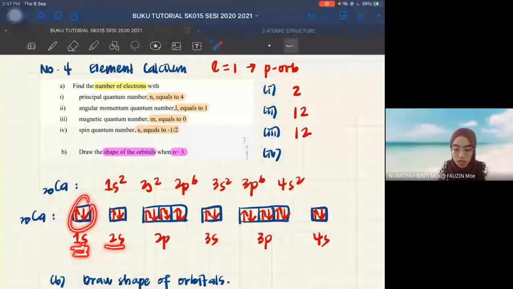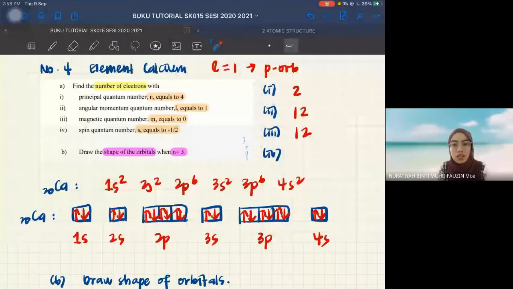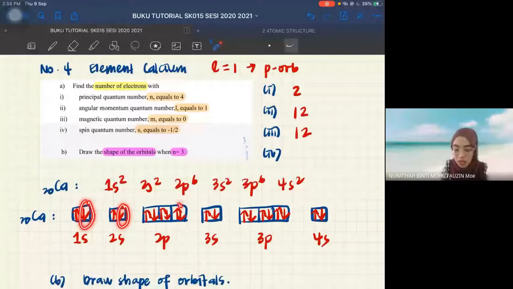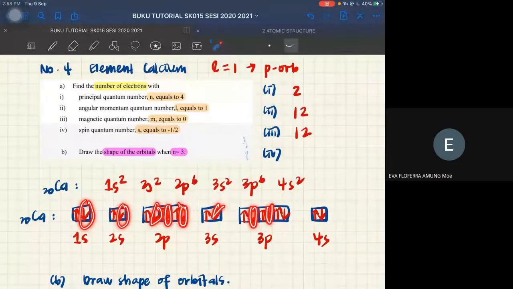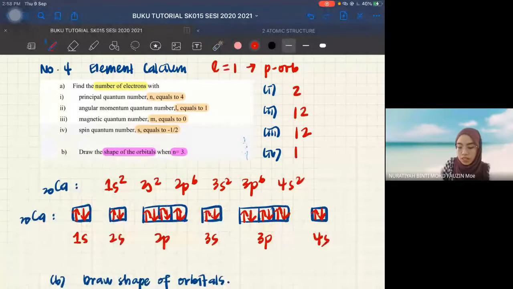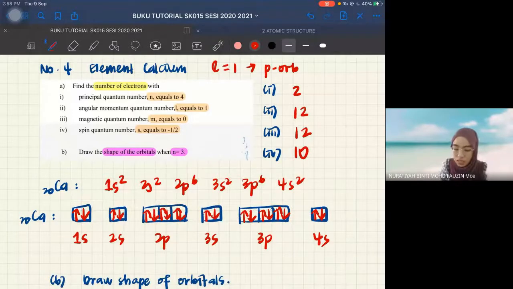Next, spin quantum number s equals to minus half. That means, let's say it is anticlockwise or clockwise, it is up to you which one to choose. In this case, let's say s equals to minus half is spin down. So we count all our electrons that spin down. So how many electrons do you have? 10 electrons. Alright, so that is your number of electrons.